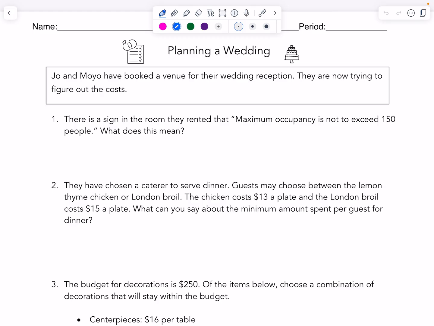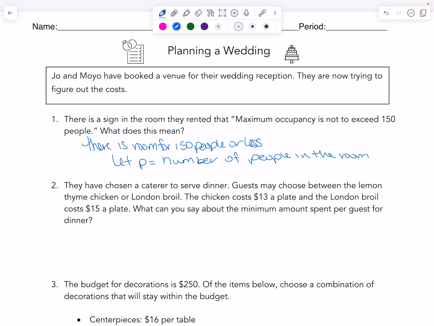Okay, so that means that there's room for 150 people or less. So that means that you can't have 151 people. Okay, so if we let P equal the number of people in the room, then P has to be less than or equal to 150.